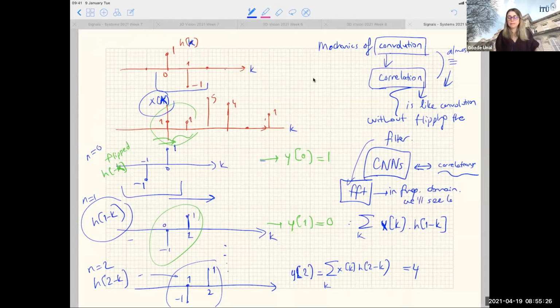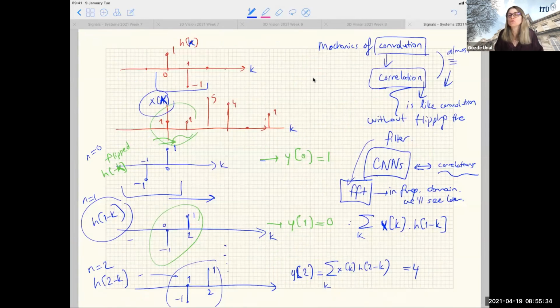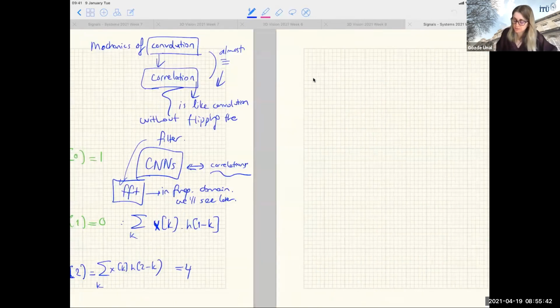So, okay, actually, let's wrap up the discrete time systems. I think we've learned all the properties. With continuous time systems, some of the properties are common, so we will go over them again. Any questions from here?